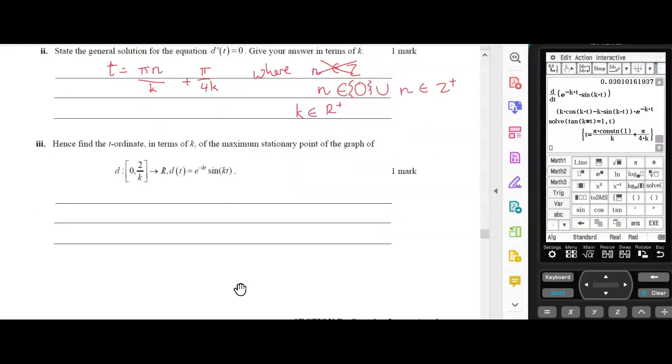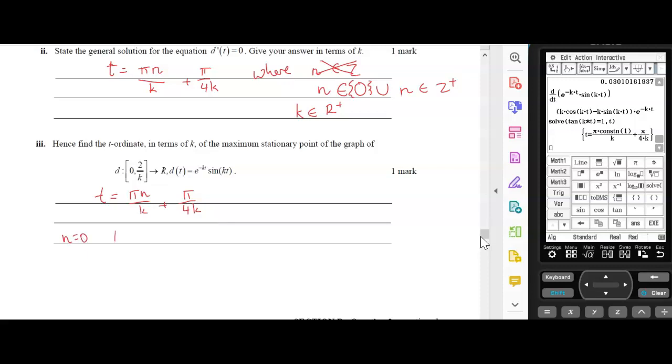Okay, part 3, hence find the t ordinate in terms of k of the maximum stationary point of the graph of D(t), and our domain is from 0 to 2 on k. All right, so we're going to use the general solution from part 2. So t equals pi n on k plus pi on 4k. All right, so let's let n equal 0.